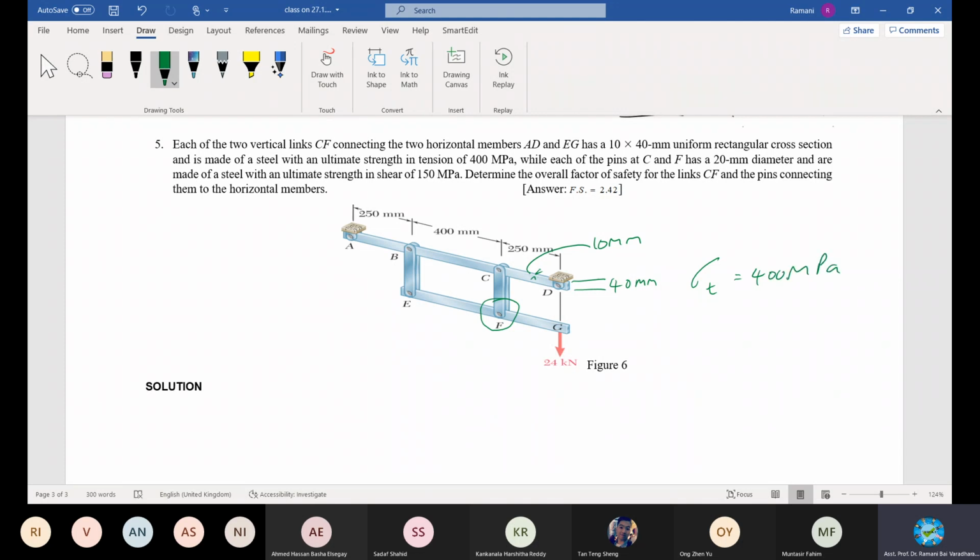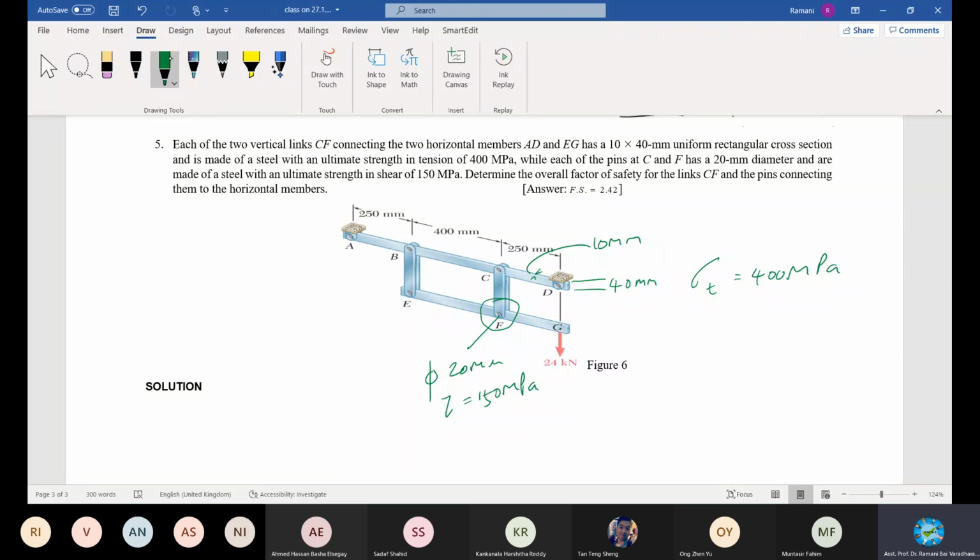Let's understand the question. Each pin at C and F has diameter 20 mm. Diameter of the pin also given to you, 20 mm diameter, and is made of steel with the ultimate shearing strength. Shearing strength is given to you, 150 megapascals.